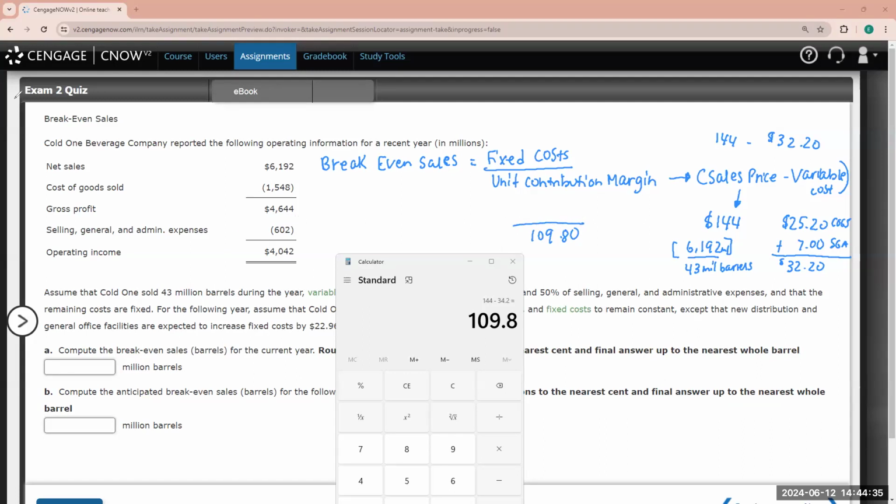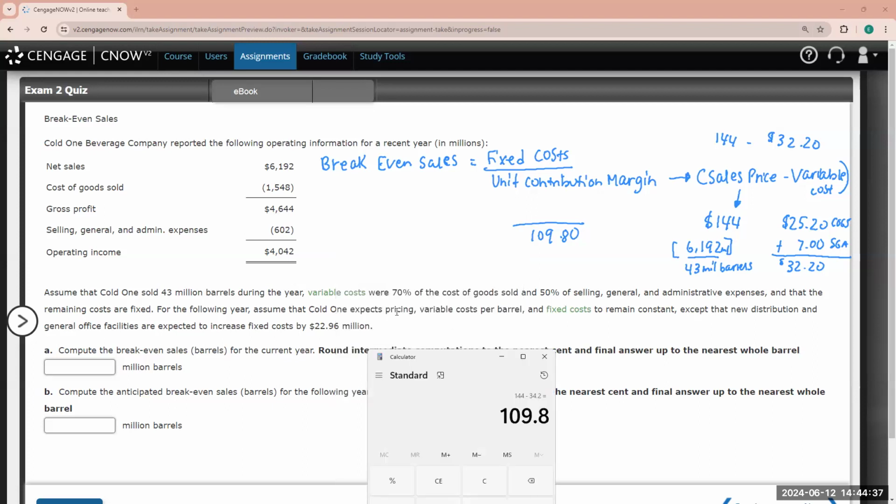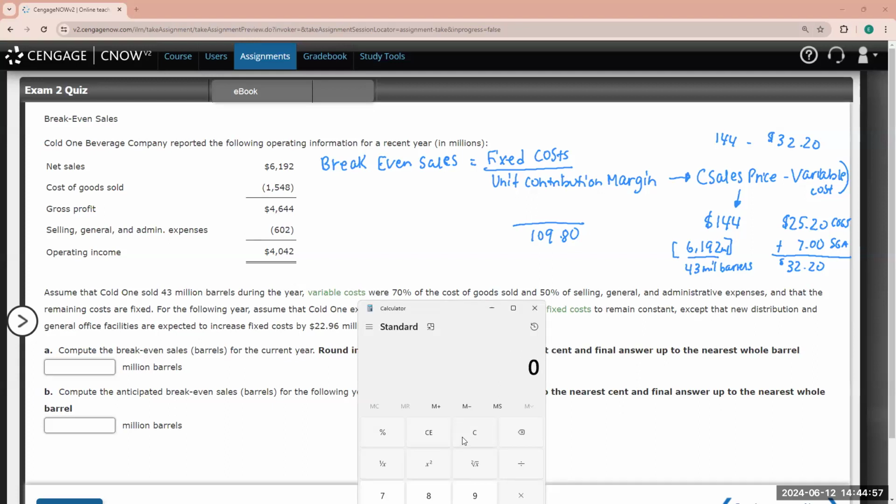So I want you guys to think logically. Here in the problem, it lets us know that variable costs were 70% of the cost of goods sold. So that would let us know that the other 30% of our cost of goods sold represents our fixed costs, and 50% of our selling and general and admin expenses represents our fixed costs. So we would determine our total fixed cost as follows.